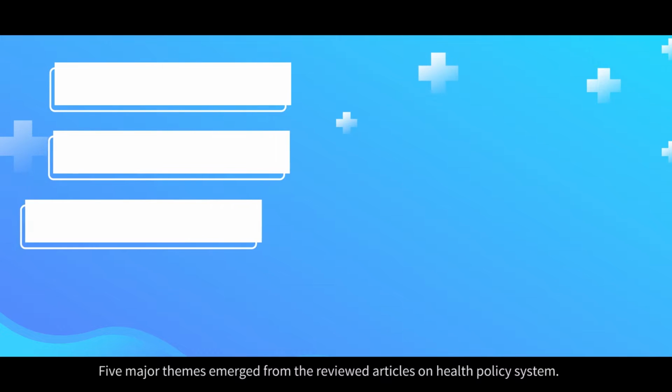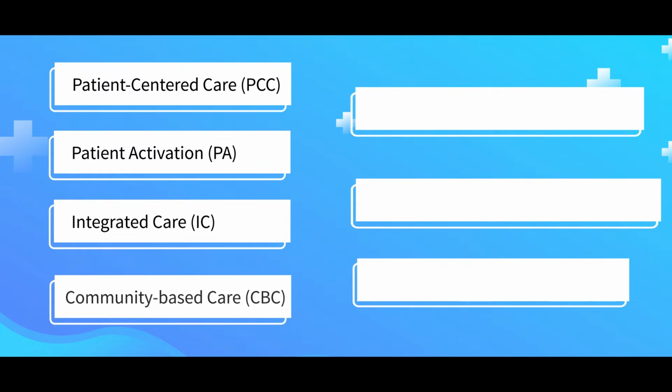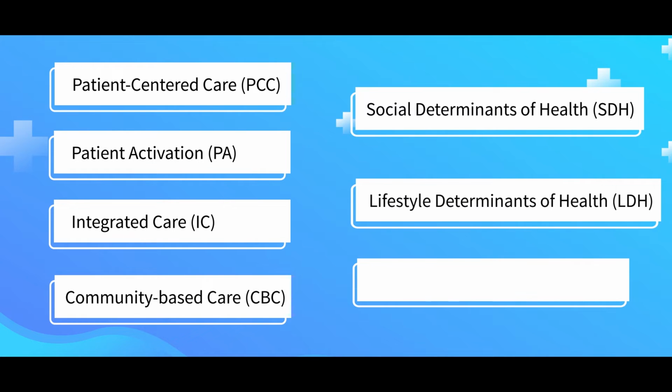5 major themes emerged from the reviewed articles on health policy system. In our discussion of major themes, a series of abbreviations are used. Patient-centered care, patient activation, integrated care, community-based care, social determinants of health, lifestyle determinants of health, and World Health Organization.